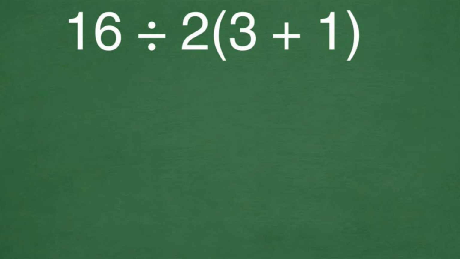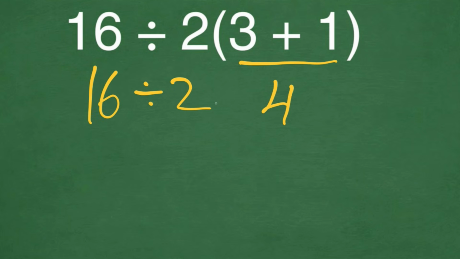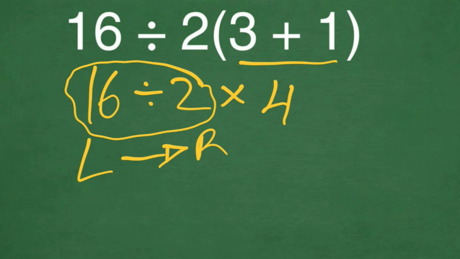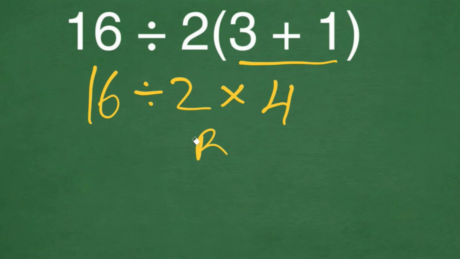So here, of course, we have to do the parentheses first. So 3 plus 1 gives us 4. And the problem becomes 16 divided by 2 times 4. And now we have to do the division, because the division comes before the multiplication, and since they both have equal priority, we are going to do the equation left to right, and we are going to do whichever comes first. In this case, division comes first, so we are going to do the division.